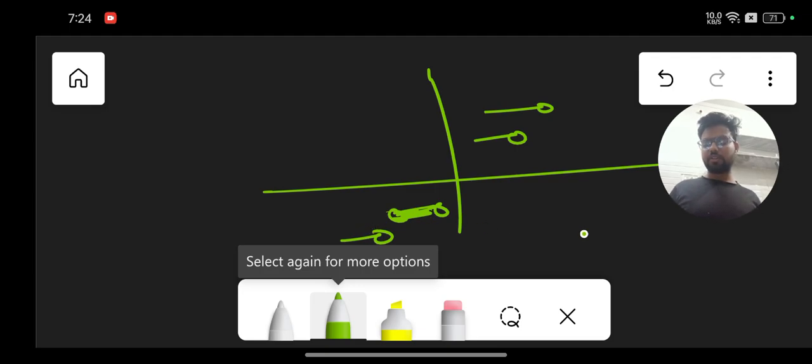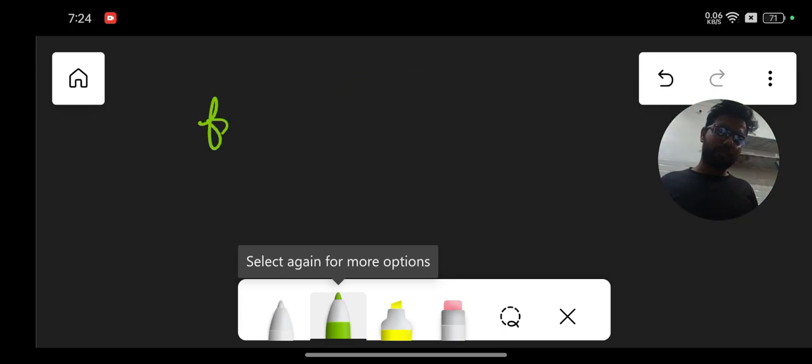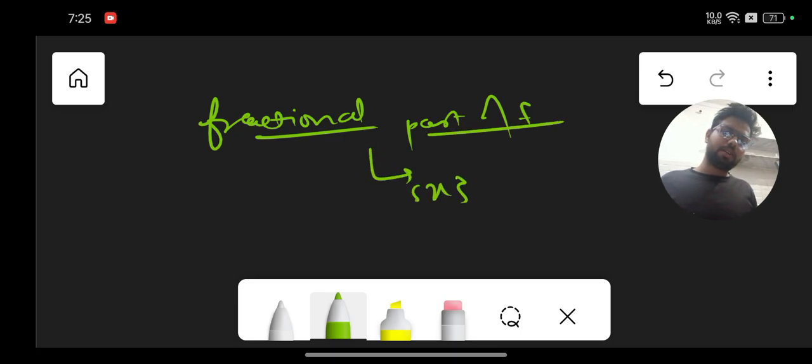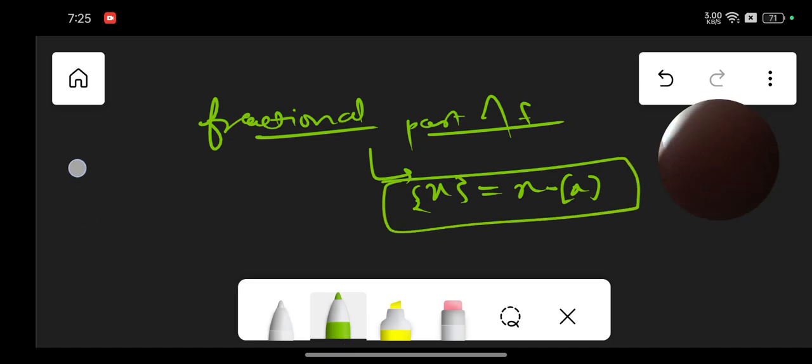Now the fractional part function. What is the meaning of the fractional part function? Generally we will represent the fractional part function like this, and its value is equal to x minus [x]. What is the meaning of it? Suppose I ask you a very simple question.